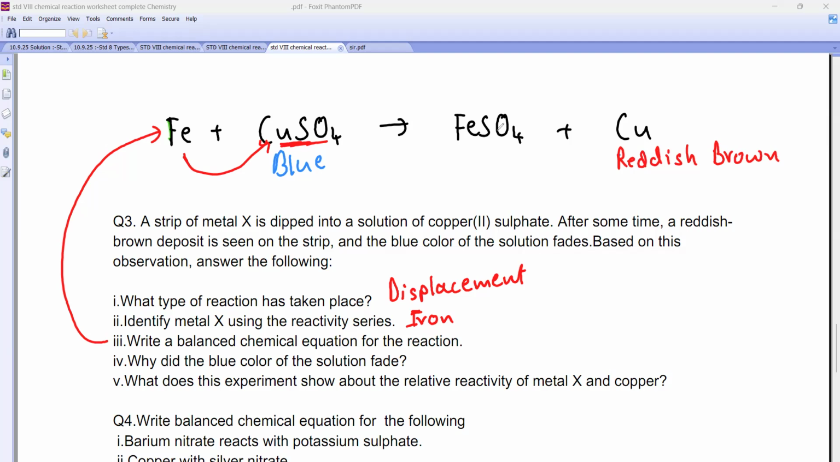What does the experiment show about the relative reactivity of metal X and copper? Metal X is more reactive than copper. Understood?